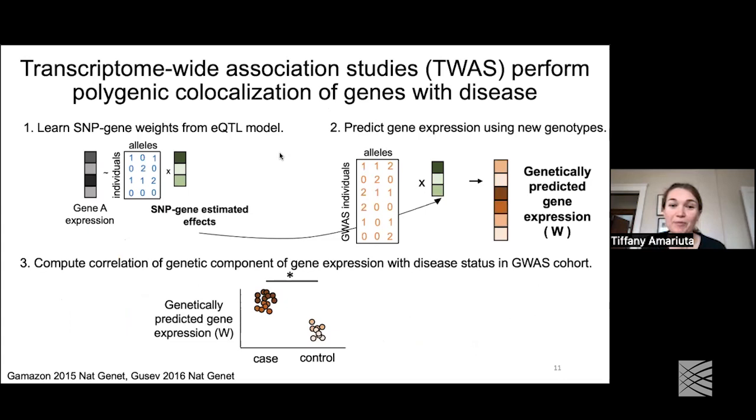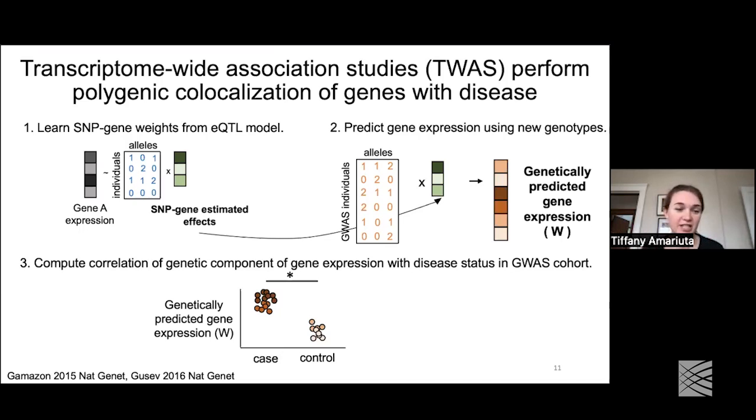So effectively, what we're going to do is leverage the information that we get from transcriptome-wide association studies. With TWAS, effectively what we get is a way to associate genes with disease, and we can do this across tissues. So this is going to be a fundamental unit in our model. I want to begin by briefly describing what a TWAS is and how exactly it performs this polygenic colocalization of genetic effects on gene expression and genetic effects on disease.